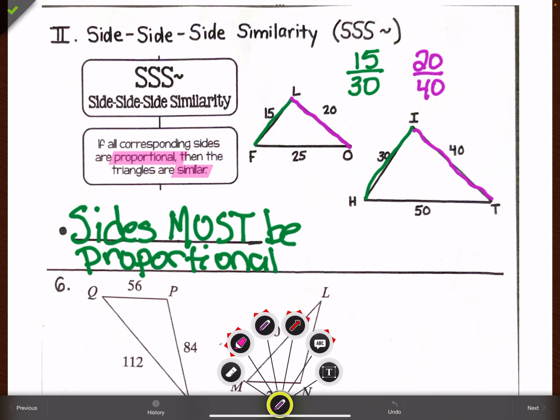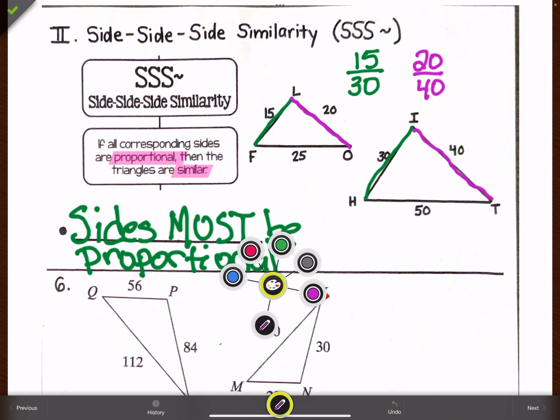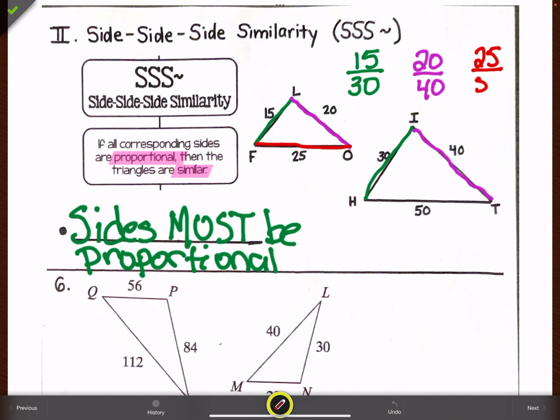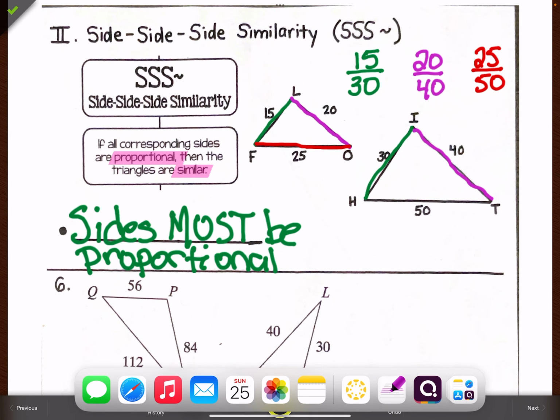And then go to your longest side. And again, go back to the triangle that you started with. So that would be the smaller triangle, 25. What's your longest side in the bigger triangle? 50. Now, if you're really good with fractions, you can probably reduce these in your head, which is great. But if you're not a fraction person, totally fine.